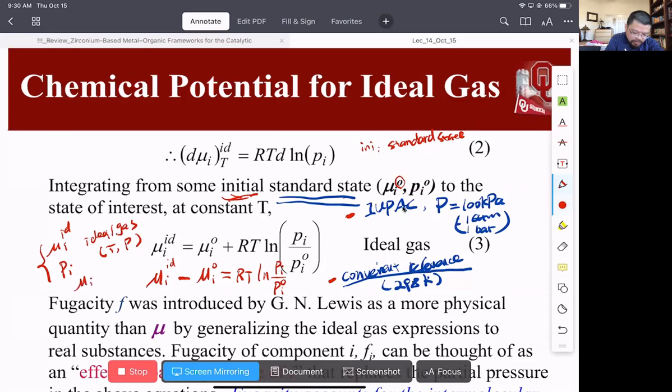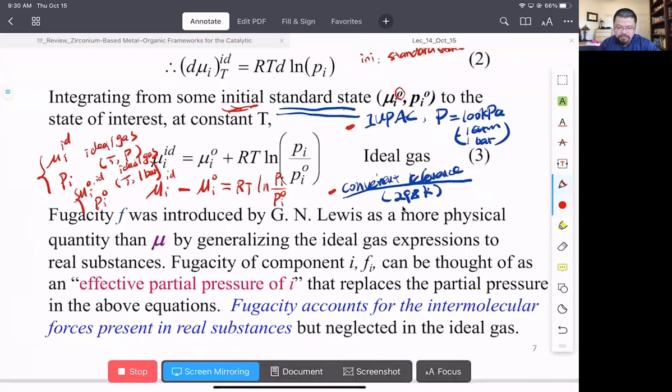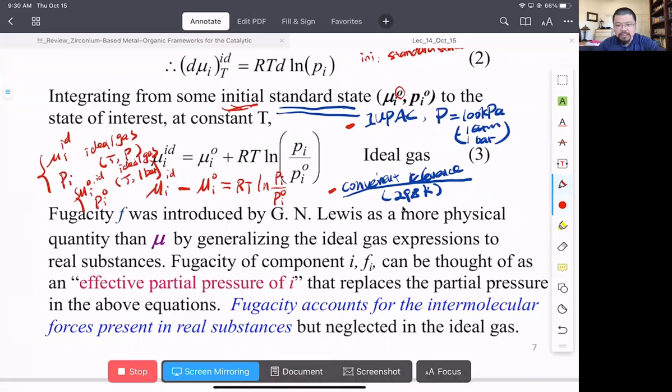This is the mu i naught, and we can safely claim this is also the ideal gas, and pi naught, that should be at the temperature and 1 bar. Okay, and this is of course the ideal gas as well. So that is the equation 3. So that looks like the fun we can have with that equation too.